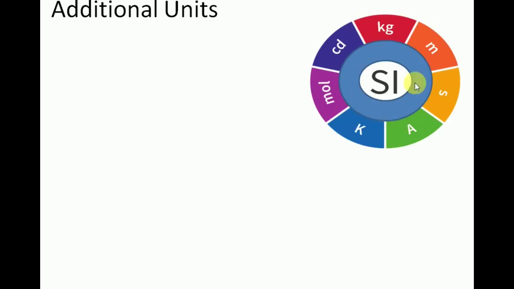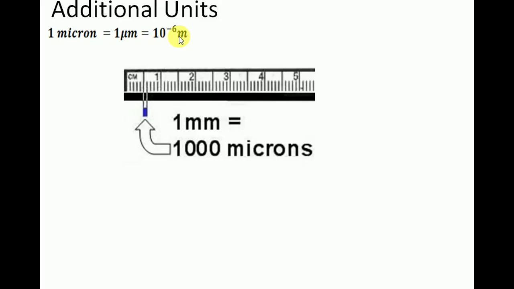Now we'll talk about some additional units which we will be using in the parallax method. These are the 7 SI units which we have already discussed before. Now the first unit is 1 micron. 1 micron is 10 to the power minus 6 meter, and 1 millimeter consists of 1000 microns. You can see this is a very small distance, but in this distance there are 1000 microns.